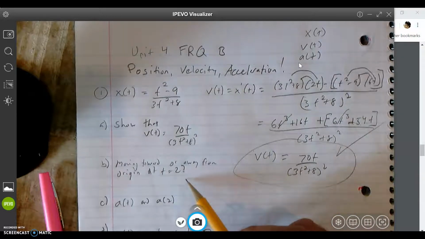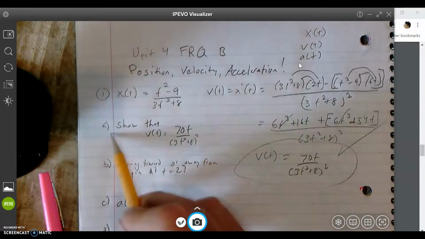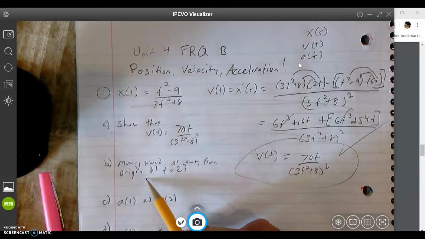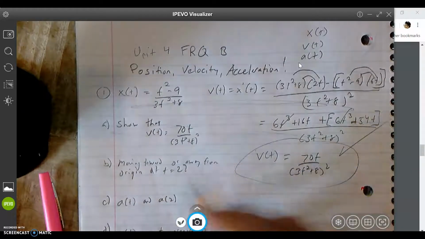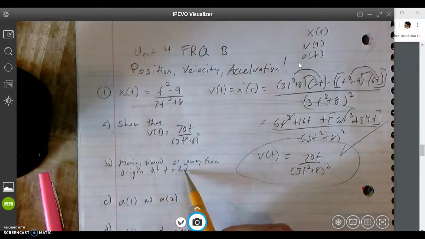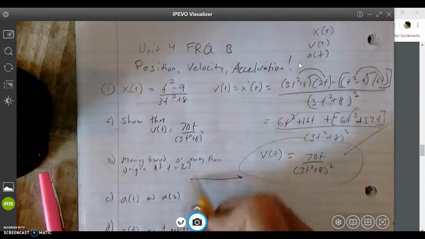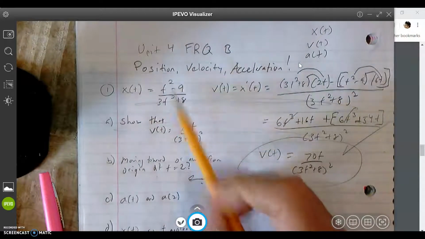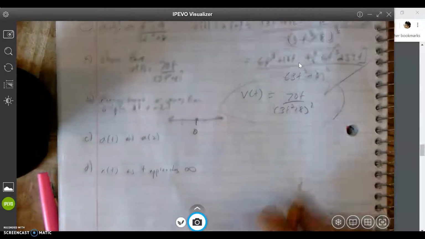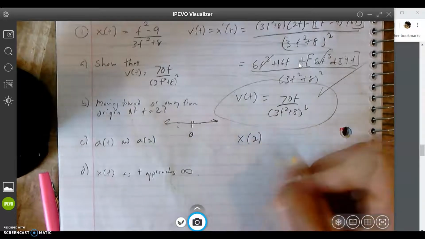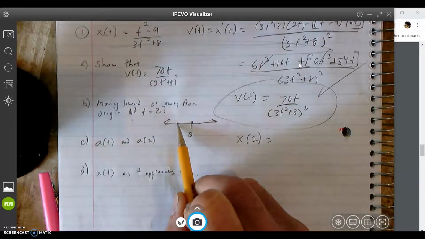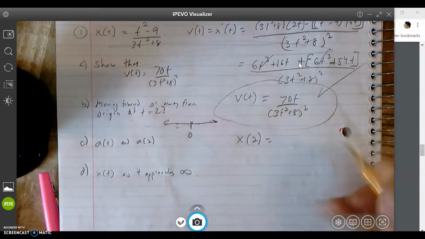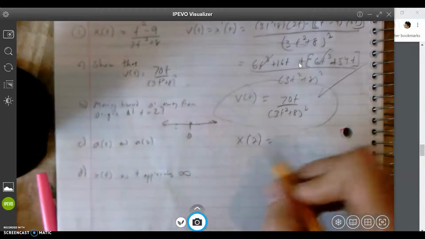All right, part B. The particle is moving along the x-axis, it's going back and forth. Is it moving toward or away from the origin at t equals 2? So first off, where is it at t equals 2? Is it to the left or the right of the origin? So this is 0. Where is it at t equals 2? So I'm going to figure out x of 2. Then I'm going to look at the velocity to see whether it's moving to the left or the right, positive or negative velocity, wherever it is. So I'm going to figure out where it is at time t equals 2.